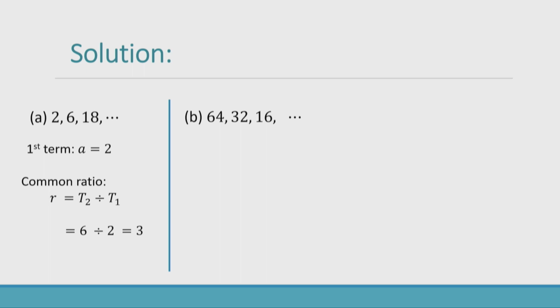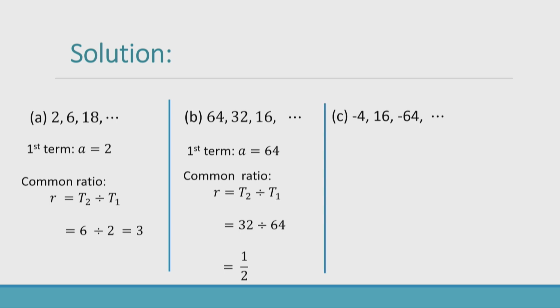Part B now, 64, 32, 16. So here my first term will be 64, that is A equal to 64. To get the value of R, we take the second term divided by the first term, or I can also take the third term divided by the second term. So here R will be 32 over 64, which is half.